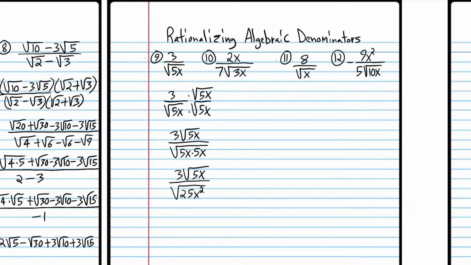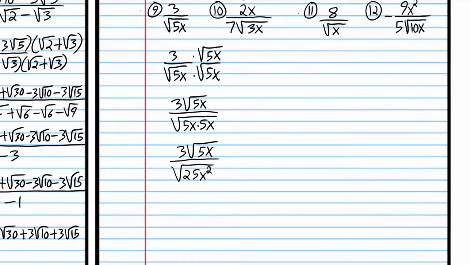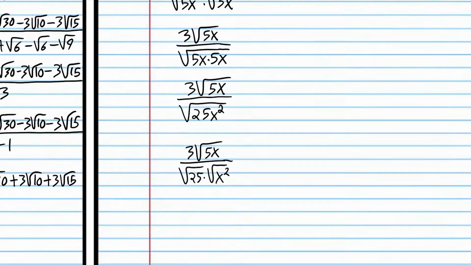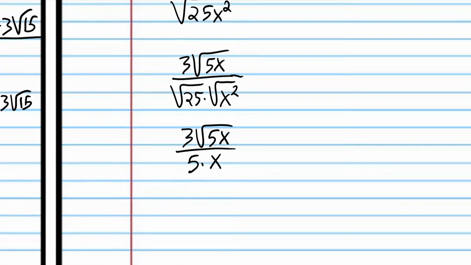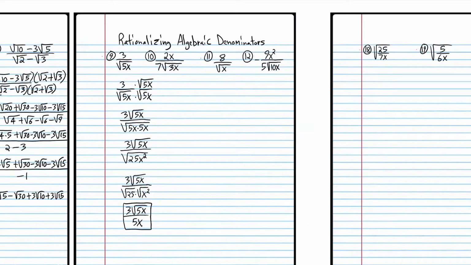So what you can do is you can pretty much go from this point all the way down to the very end if you want. You don't have to show all this work. And now we have 3 root 5x over root 25 times root x squared. And that becomes 5 times x. Or we can just put 5x and then you're done. So this is pretty much the same thing you were doing in the previous class, except now we have algebra in these fractions.